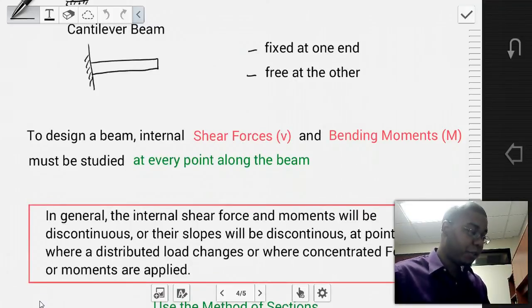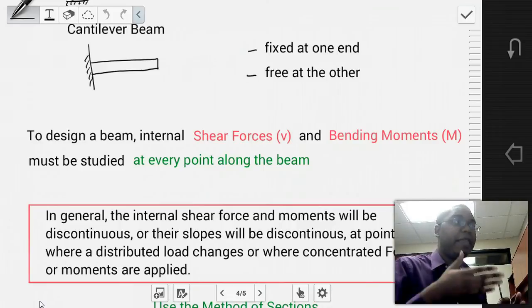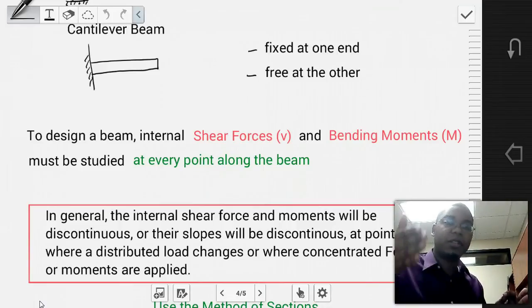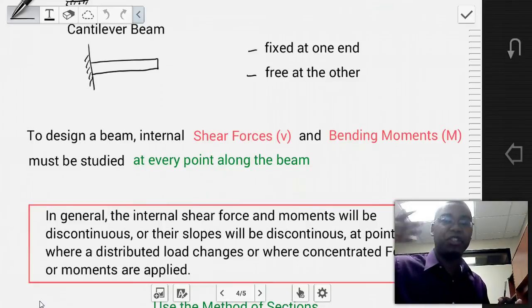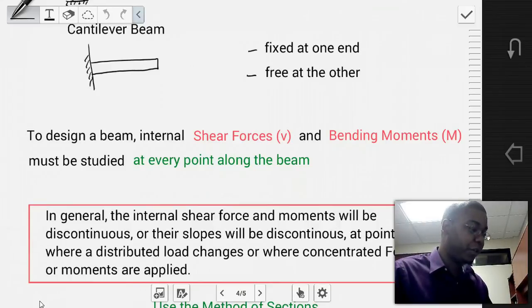Now, in general, the internal shear force and moments within a beam will be discontinuous, or their slopes will be discontinuous, at points where distributed loads change or where concentrated forces or moments are applied. So if we're given a beam with a system of forces applied to it, as we section across the length of that beam, the values of those internal forces are going to change. There's going to be either a continuous change or rapid changes and jumps in the value of the internal shear force and moments due to your applied loading conditions.